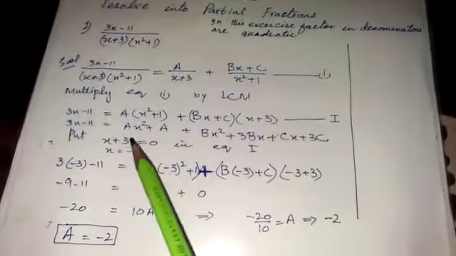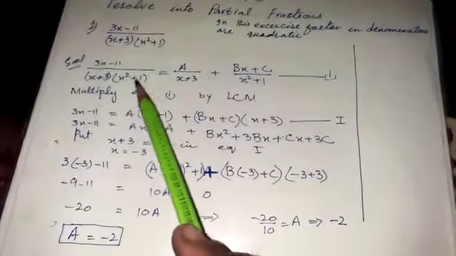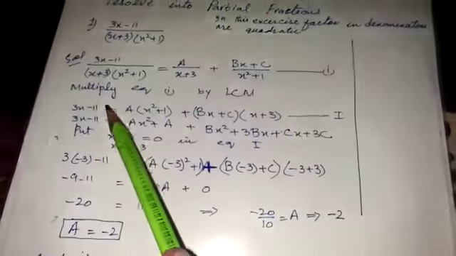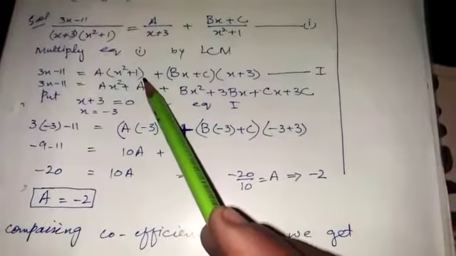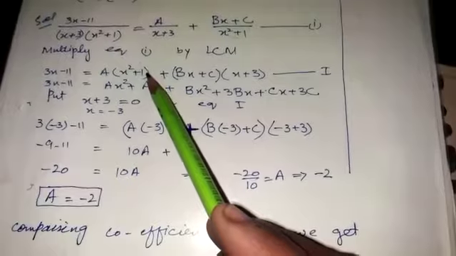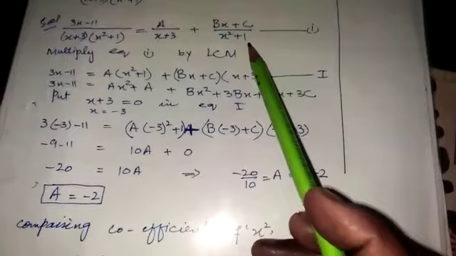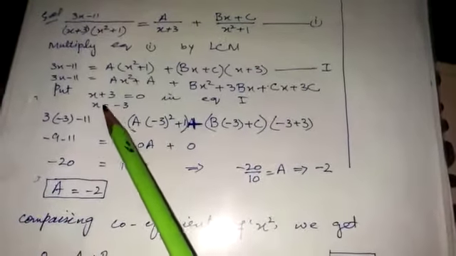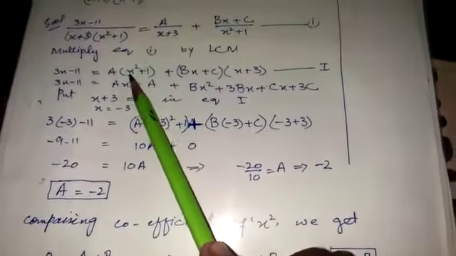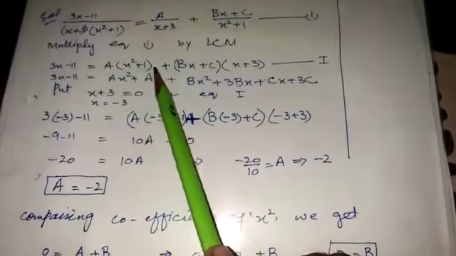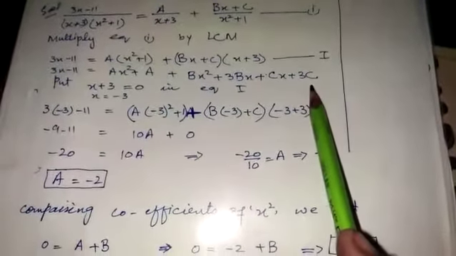This is equation 1. Now multiply equation 1 by its LCM, which is (x + 3)(x² + 1). We get 3x − 11 equals A(x² + 1), where x + 3 will be cancelled out, plus (Bx + C)(x + 3), where this factor will be cancelled. Now 3x − 11 equals Ax² + A; the brackets will be opened, and A and (Bx + C) will be multiplied, and we get this equation.